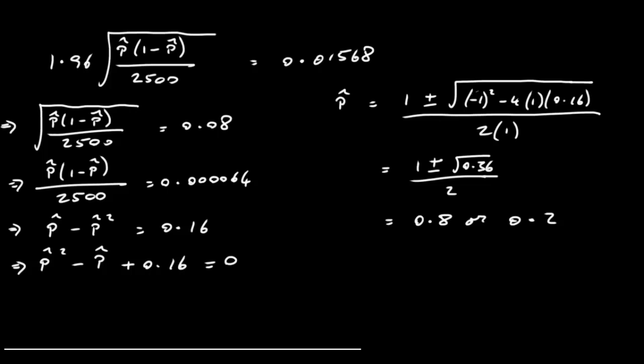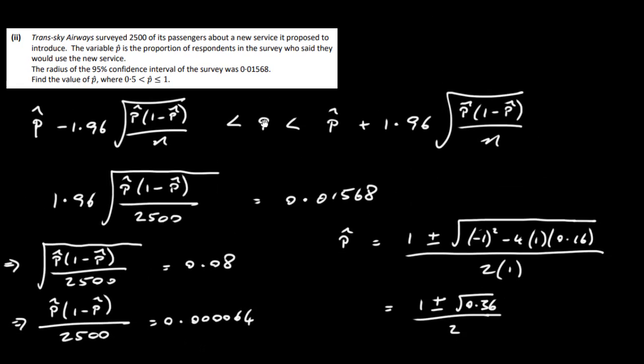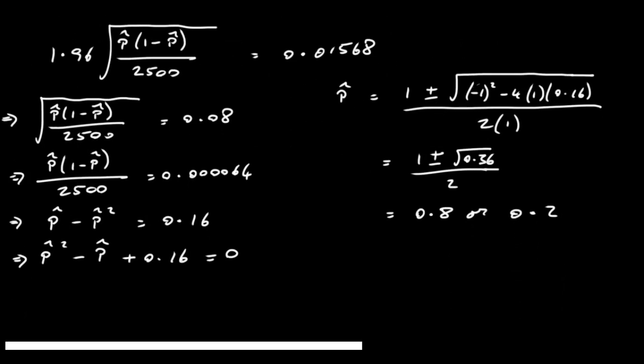Now remember, this is our p hat here. So remember p hat here has to be between 0.5 and 1. So in our case, our answer is that p hat is equal to 0.8. That's the sample proportion.